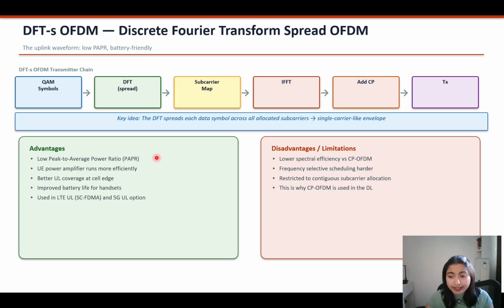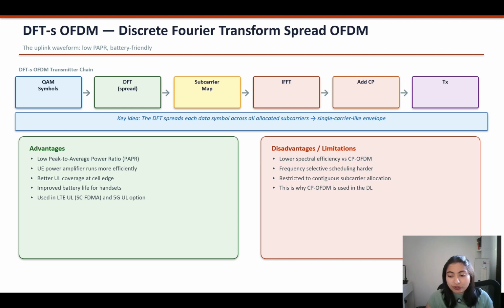Now let us take a look at the advantages. The benefit in the uplink is obvious. Lower peak to average power ratio means that the UE power amplifier runs more efficiently. There is much better coverage at the cell edge. There is better battery life, and all these matter enormously for your user equipment.